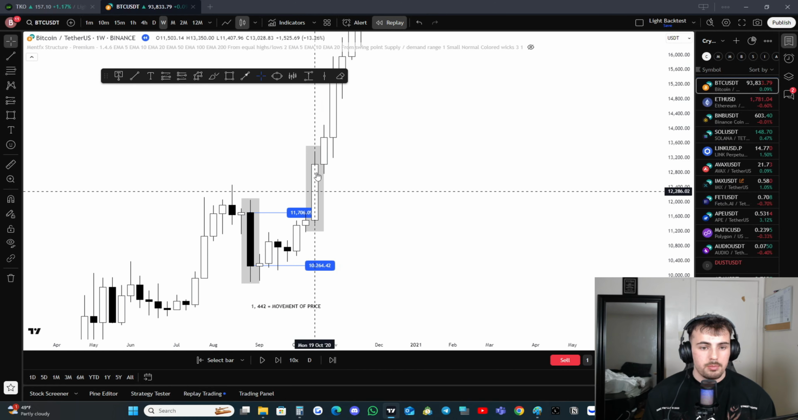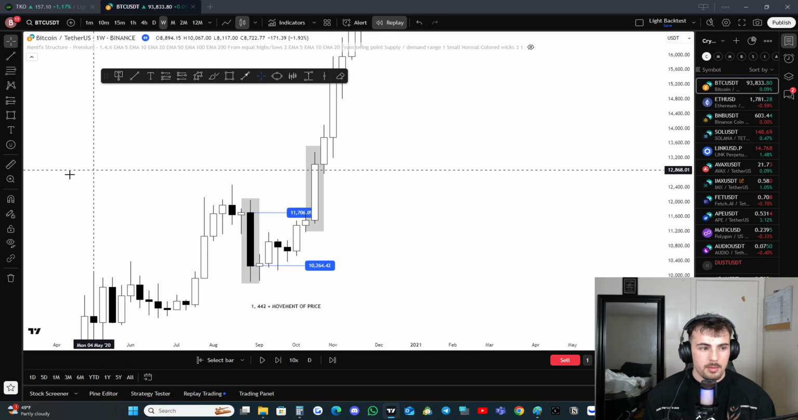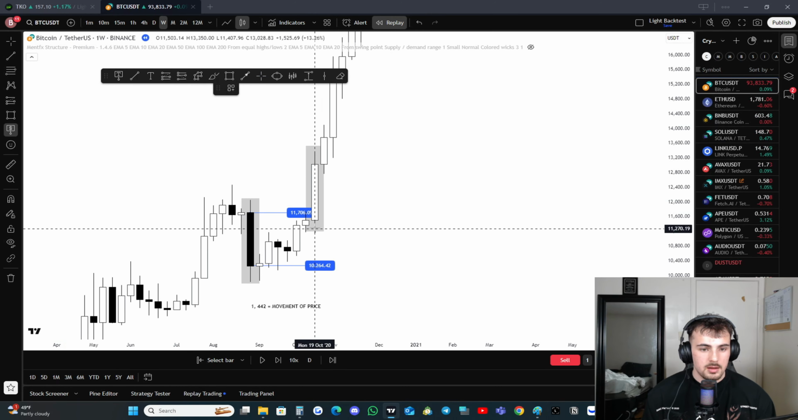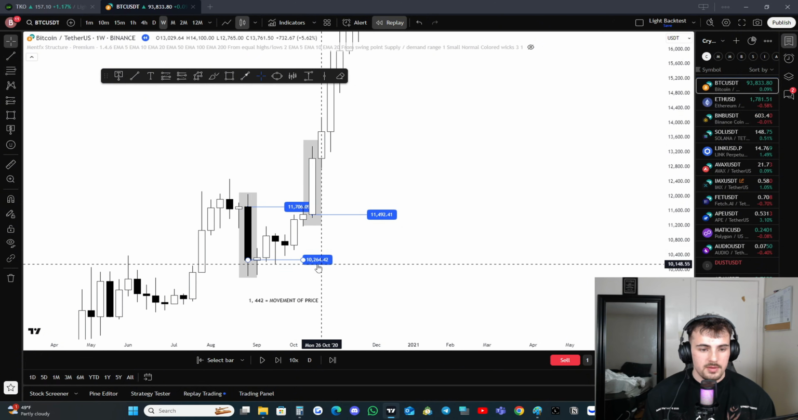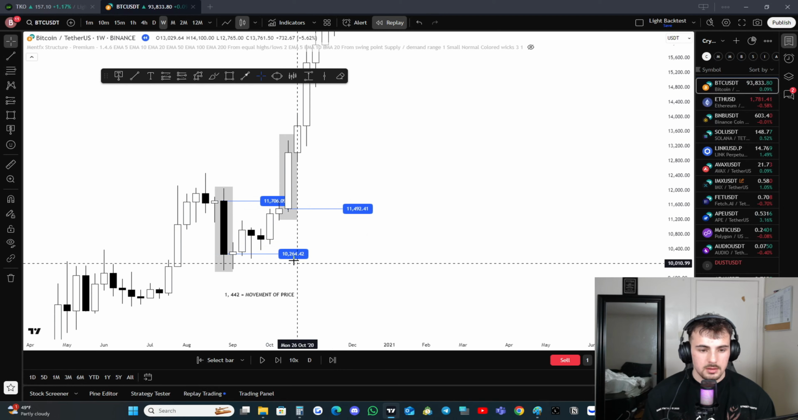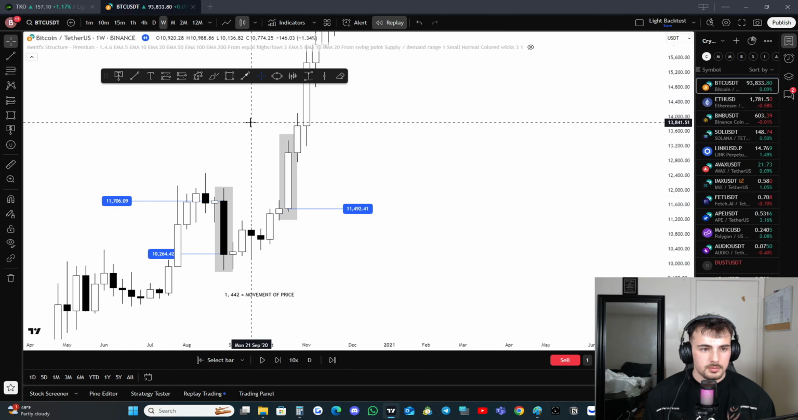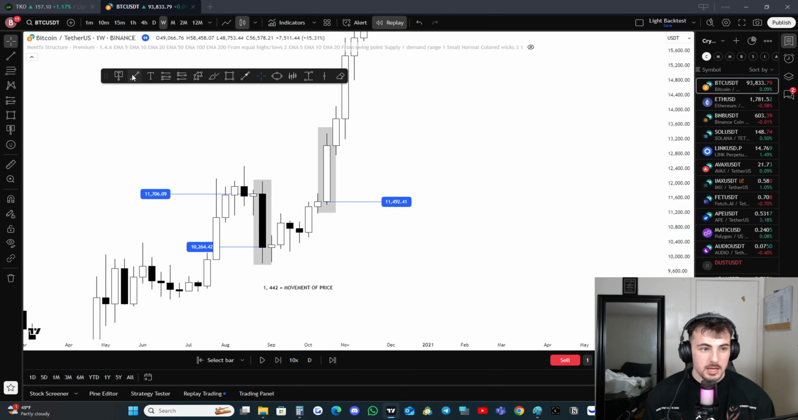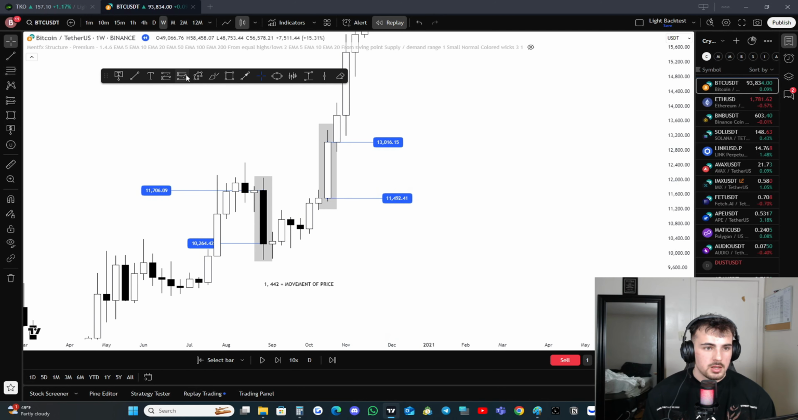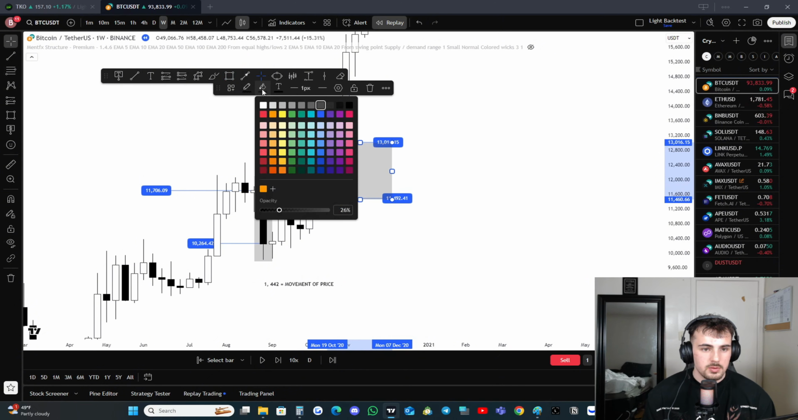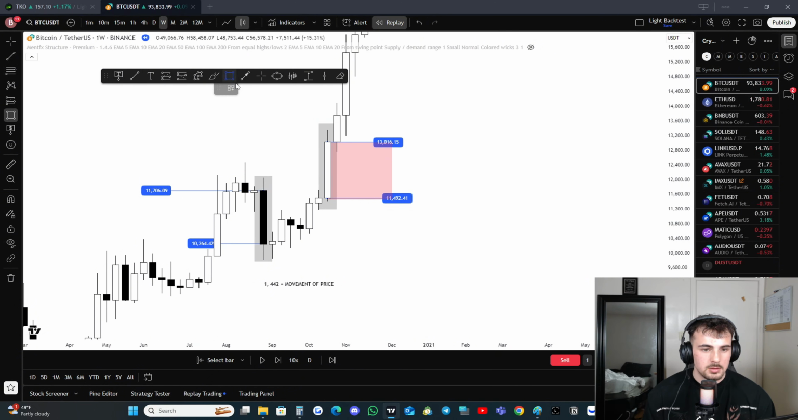Now on this bullish candle, we know that bullish candles open at the bottom. 11,492 is what this bullish candle opened at, and it closed at 13,016. So what do we want to find out? We want to find out the movement of price in this area in between, similar to what we did on this candlestick over here, right? The movement of price is the area between the open and the close.